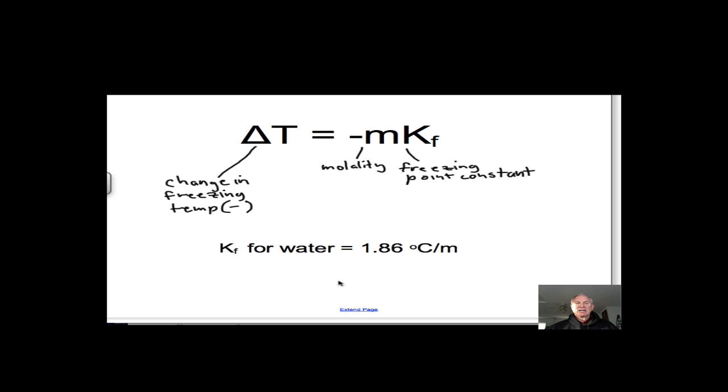You can see it written here. We have the change in the temperature of the freezing point, delta T, equals the negative of the concentration in molality of the solution times the freezing point constant instead of the boiling point constant. You'll notice for water that the freezing point constant is a little bit higher than the boiling point constant was. It's 1.86 degrees per molality.